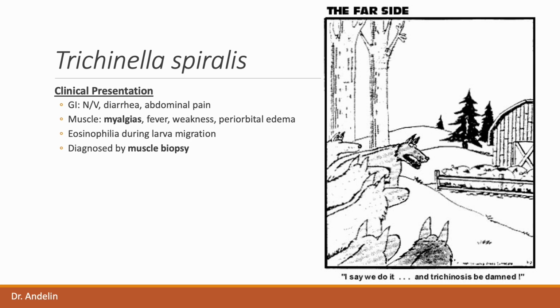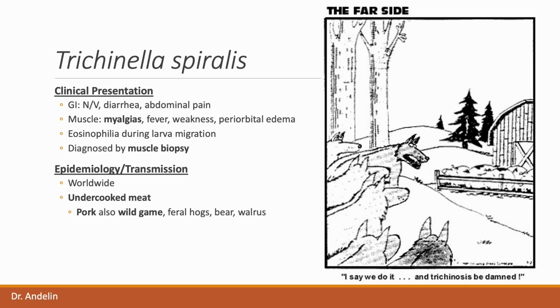Symptoms from trichinella begin with GI complaints of nausea, vomiting, diarrhea, and abdominal pain. Patients then develop muscle symptoms of myalgias, fever with associated weakness, and periorbital edema. Like many of the helminths that have extraintestinal involvement, trichinella can lead to elevated eosinophils during the larval migration. Diagnosis is made through muscle biopsy.